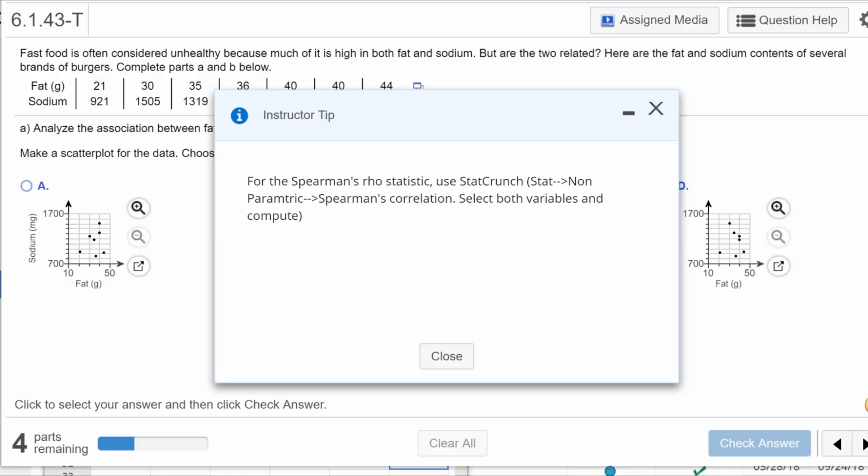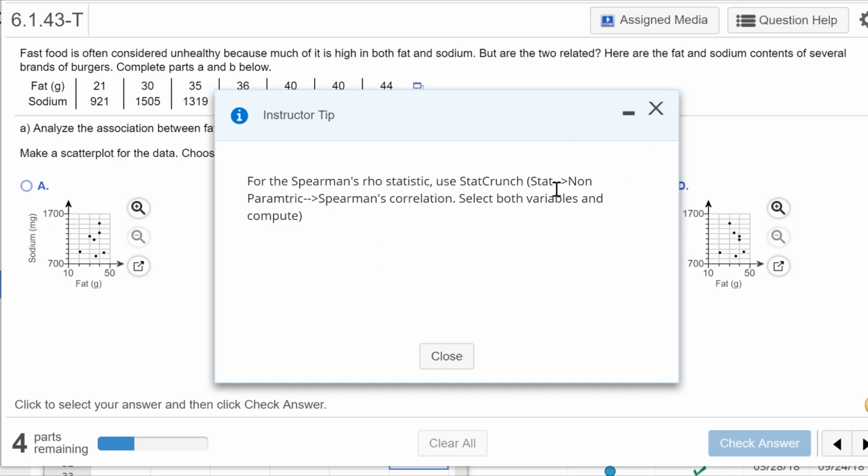Okay, for this one, I put an instructor tip in there. It does ask for something that we don't do a whole lot of, so I just wanted to let you know. Sometimes in the question help, they do things by hand, and I almost always will do it using StatCrunch or the calculator. So for the Spearman rho statistic, I must ask for that in one of the parts.